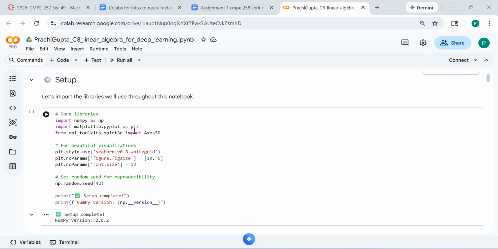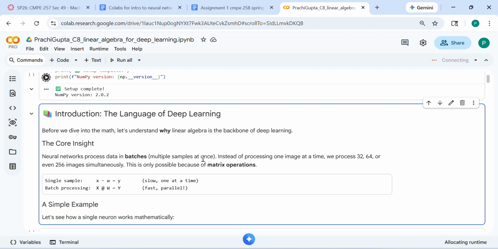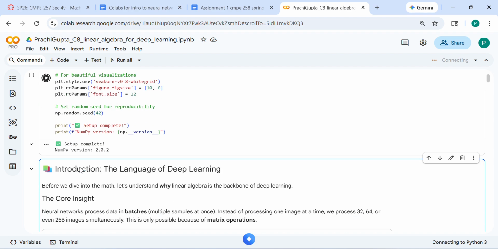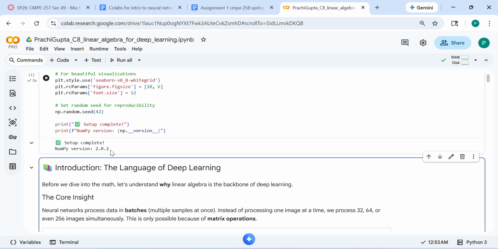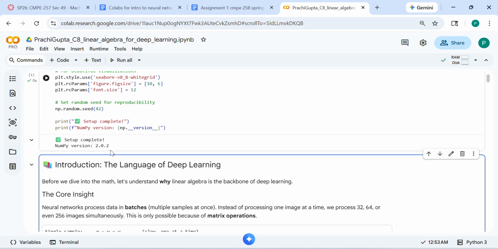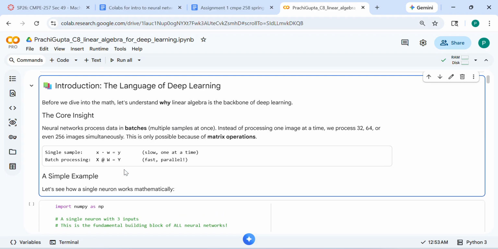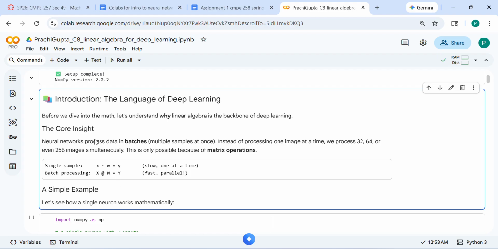Now let's first see how it works. First we will import all the required files. I'll just run it. Once the required files are imported, we'll print the version. Once we are done with this, we'll see the code. So yeah, this is done. Let's move ahead.